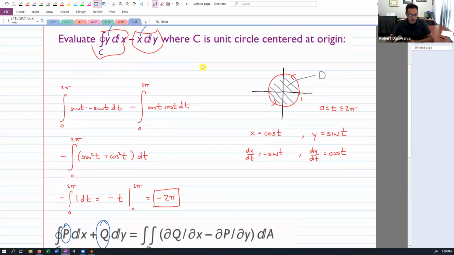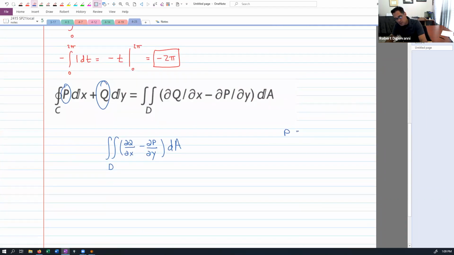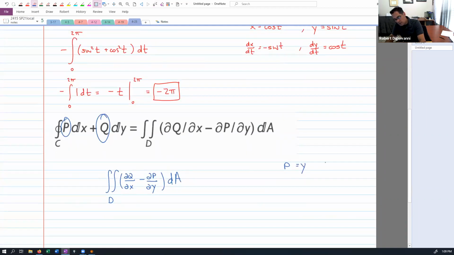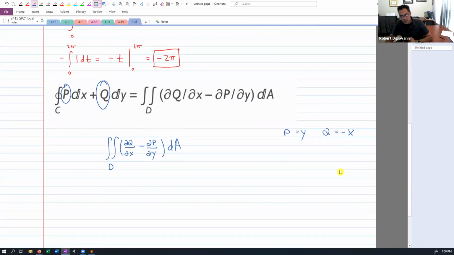So now let's plug this into the formula here. Let me write this down here. P was y, and Q was negative x. So if I come over here, this will become the double integral over D of the partial of Q with respect to X, which is -1, minus the partial of P with respect to Y, which is 1, dA. Y'all with me? Now this is just -2, so I'm going to pull that out of the integral. I have double integral over D of 1 dA.